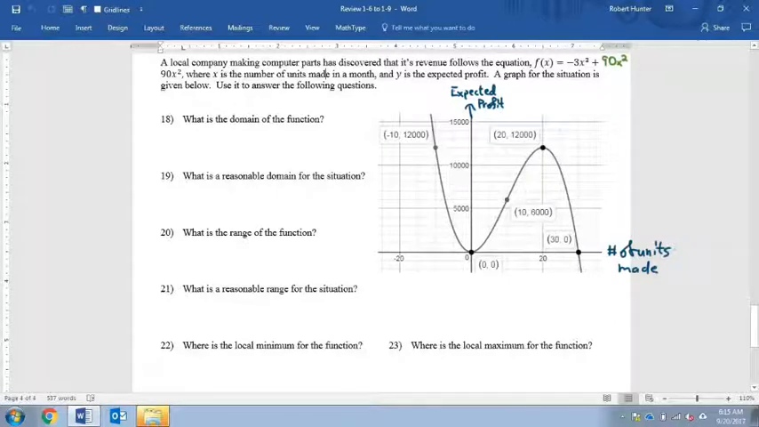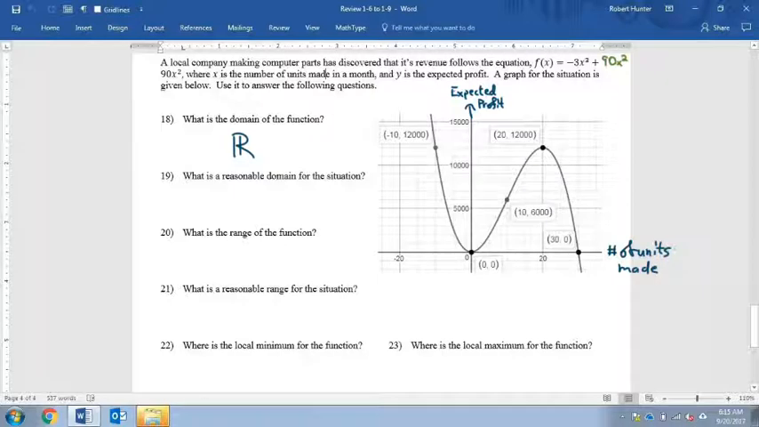A graph for the situation is given below. Use it to answer the following questions. So we got a graph. It's a cubic graph, which I really haven't talked about too much, what a graph of a cubic is, but that's what this is. It's a cubic function. What is the domain of a function? Well, the domain of a function, unless it's got places where it goes crazy, is all real numbers.